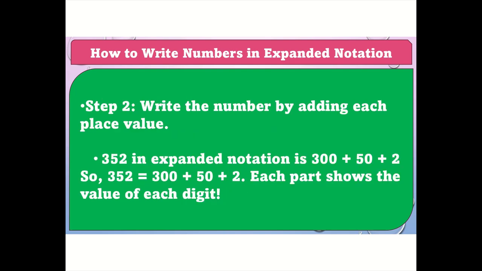Step 2: Write the number by adding each place value. 352 in expanded notation is 300 plus 50 plus 2. So, 352 equals 300 plus 50 plus 2. Each part shows the value of each digit.